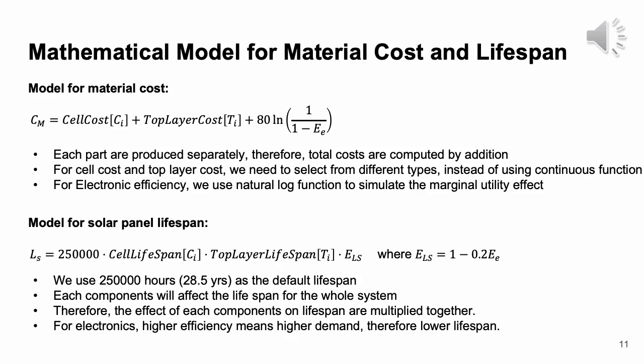This last term uses a natural logarithm to simulate the diminishing returns of higher efficiency. For lifespan, we assume a base of 250,000 hours, or about 28.5 years. The total lifespan is adjusted by the chosen cell and top layer types as well as electronic efficiency. Notably, higher electronic efficiency leads to greater stress on the system, which slightly reduces overall lifespan.